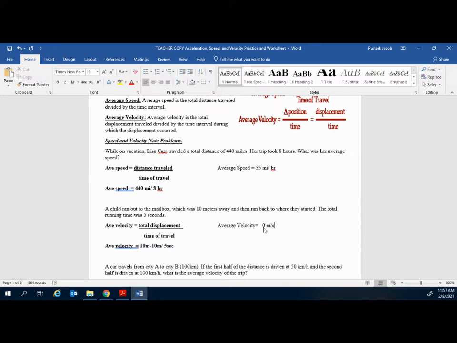So if you ever travel some distance and come back to that same spot, your average velocity will always be 0 because you're coming to the exact same spot. Just based on how velocity is calculated, it's the total displacement, and you weren't actually displaced anywhere.